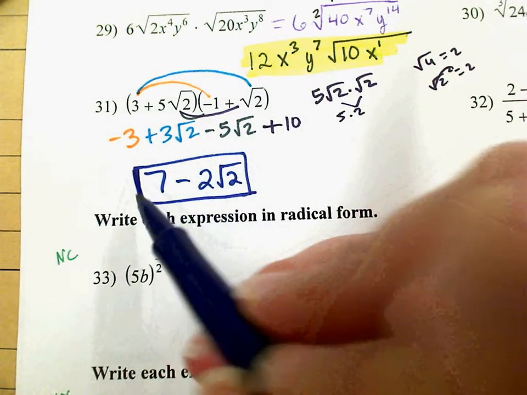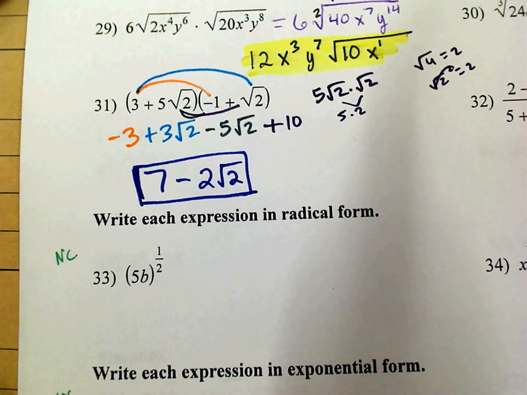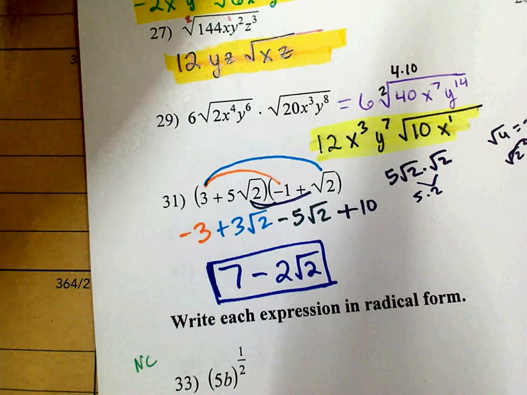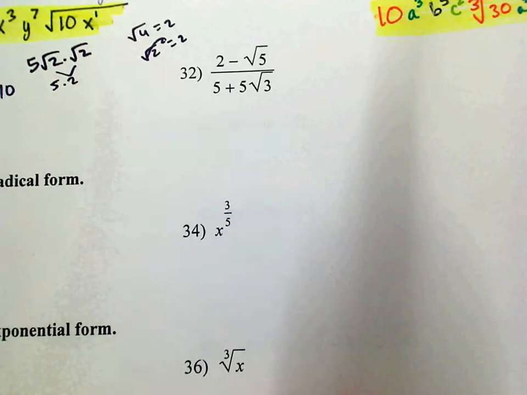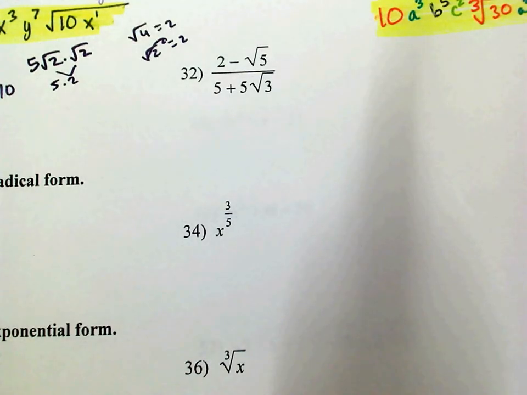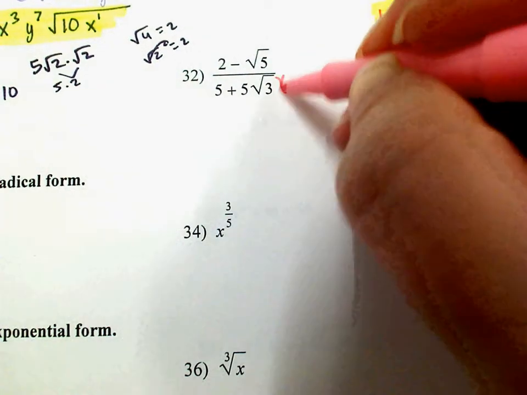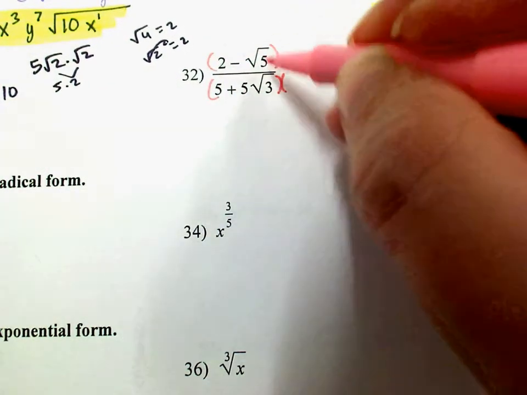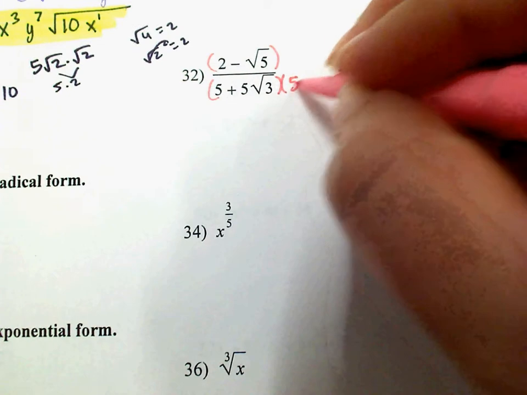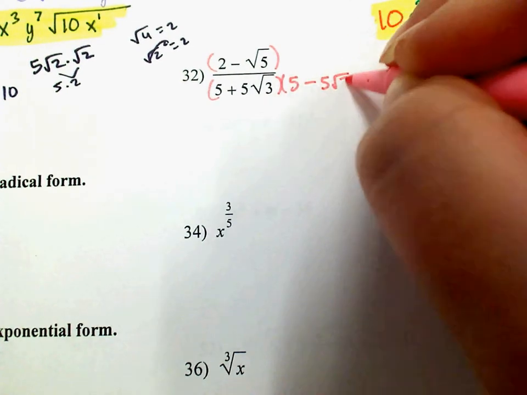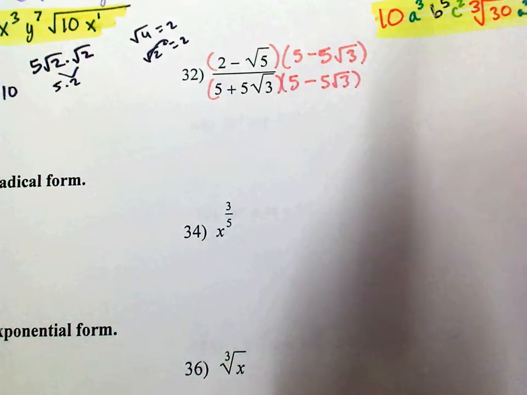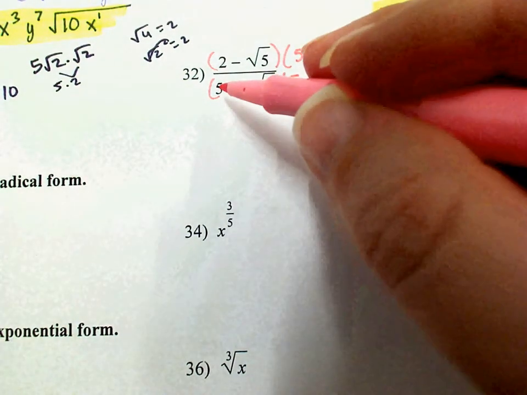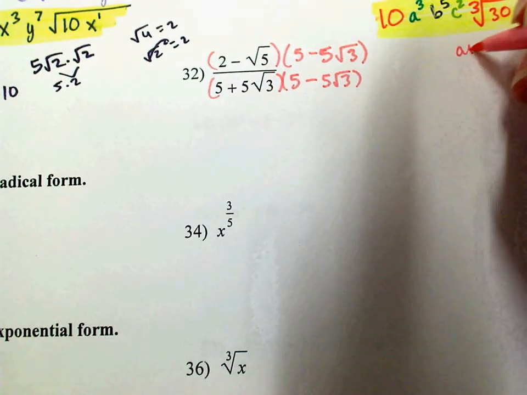Okay. On number 32, I'm going to multiply by the what? The conjugate of the denominator. It's going to be a little bit ugly and weird because they're different roots, but you can still multiply. 5 minus 5 root 3 on top and bottom. And we don't change the sign of the number in front, because it's just a plus bi versus a minus bi. The only thing that changes is the sign in the middle.